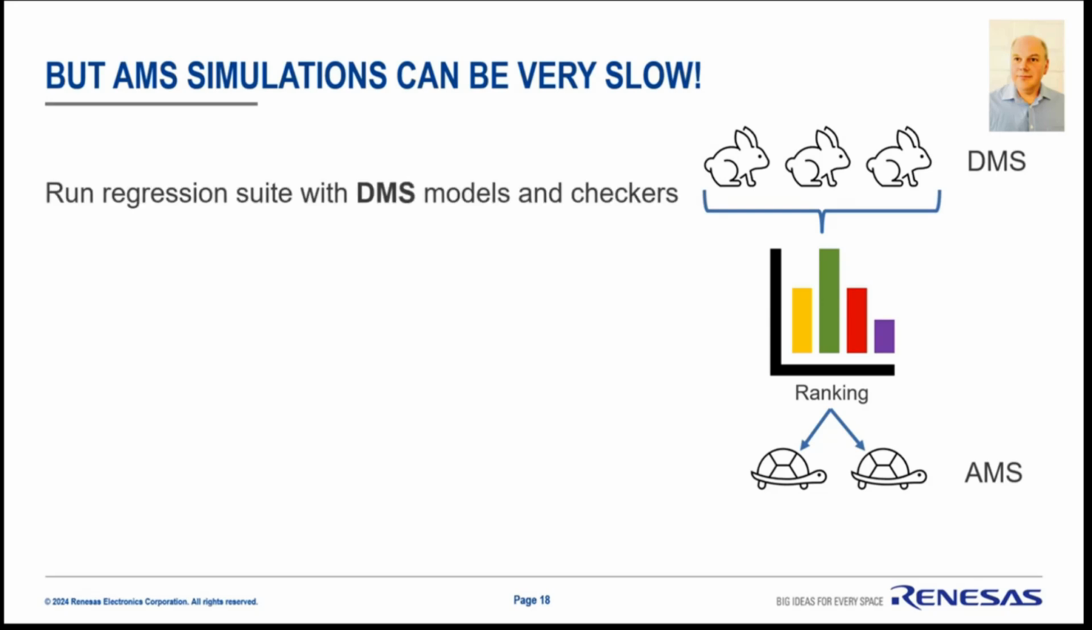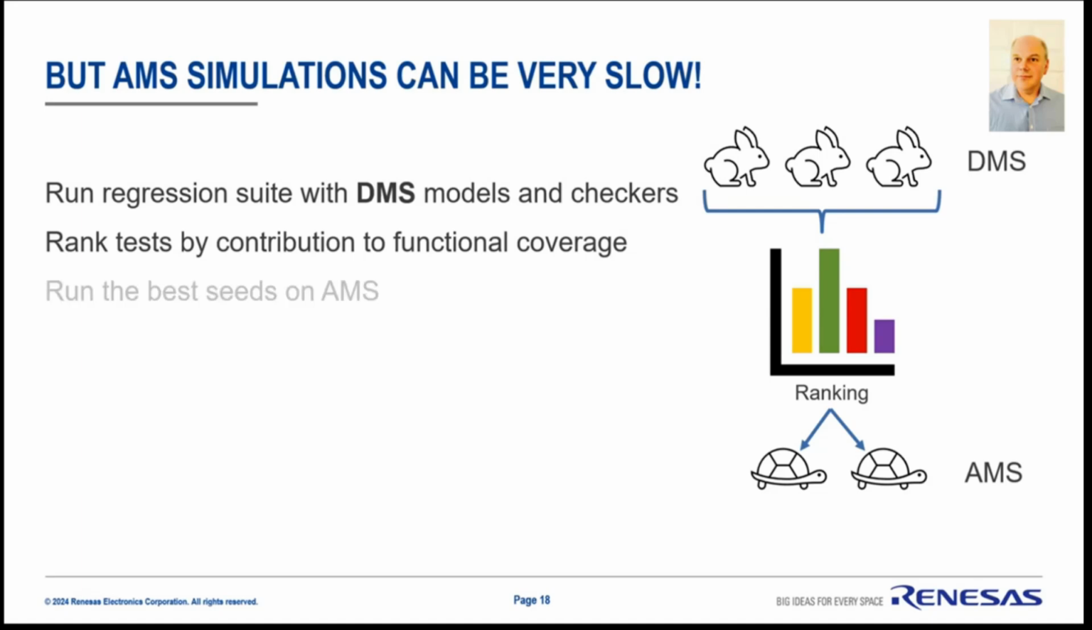So what you would do is run all your regressions using DMS models and checkers, so that will run in a fraction of the time. You can then look at the tests, and see which one gives you the most functional coverage, which is a useful way of working out which ones need to run in AMS, because that gives you more toggles, more things happening.